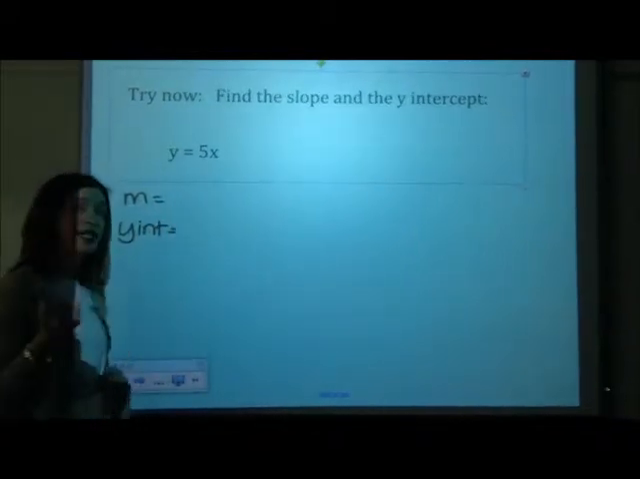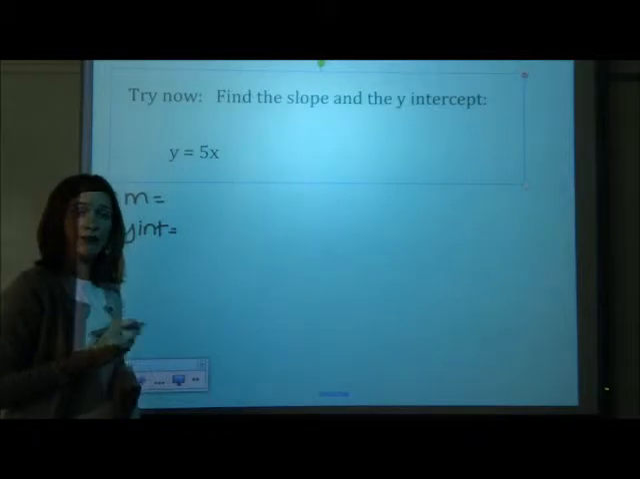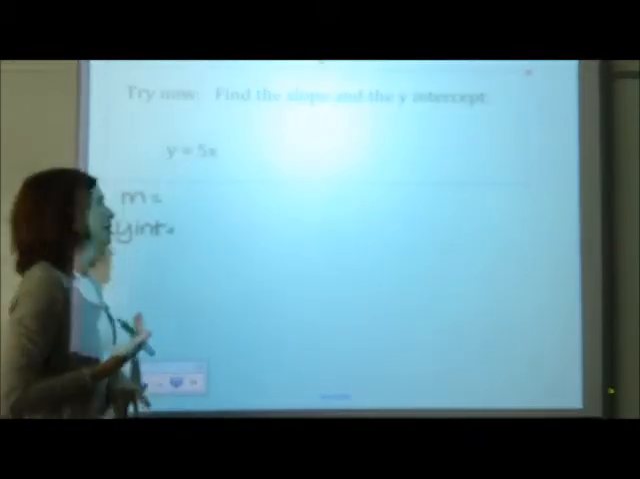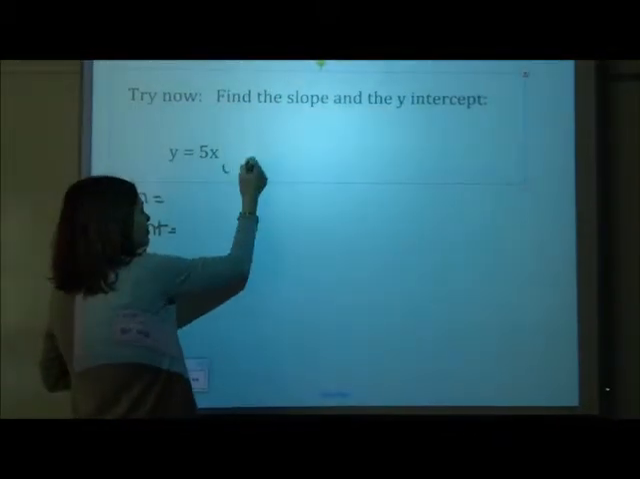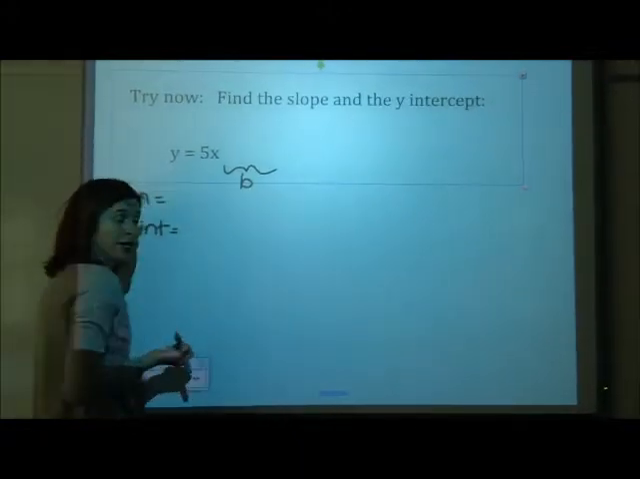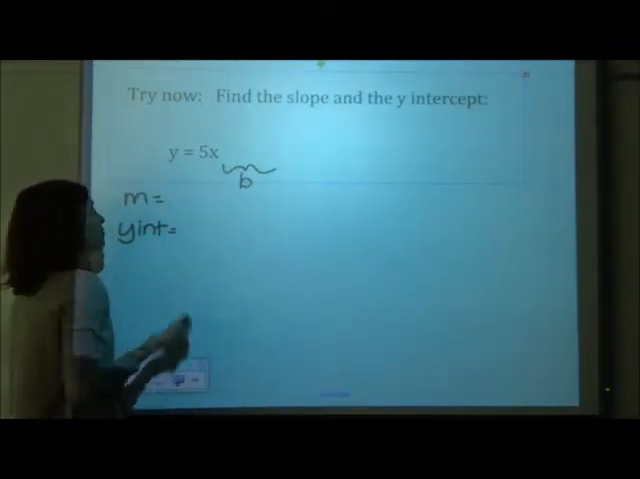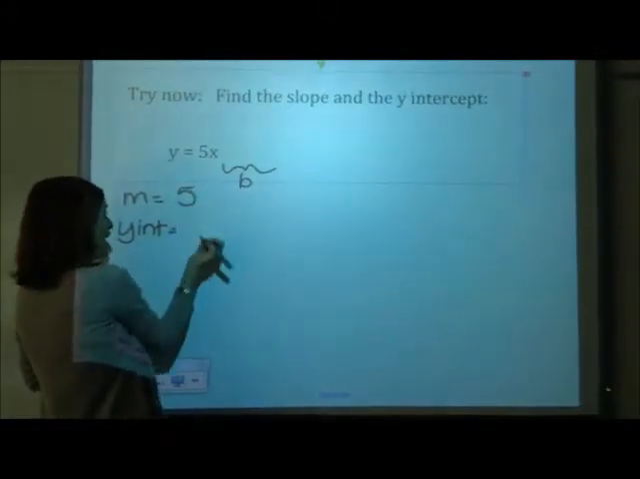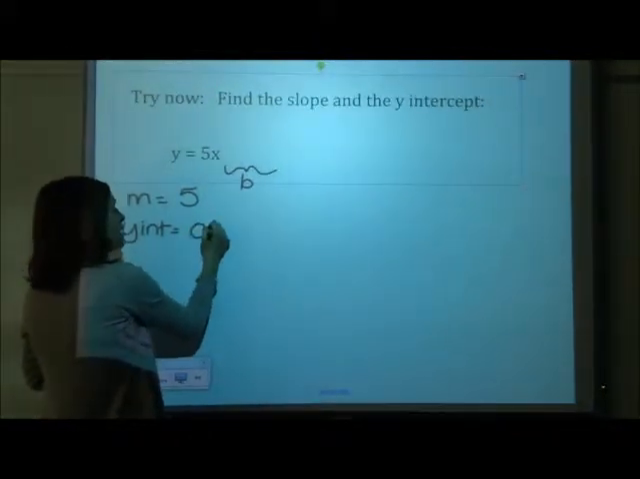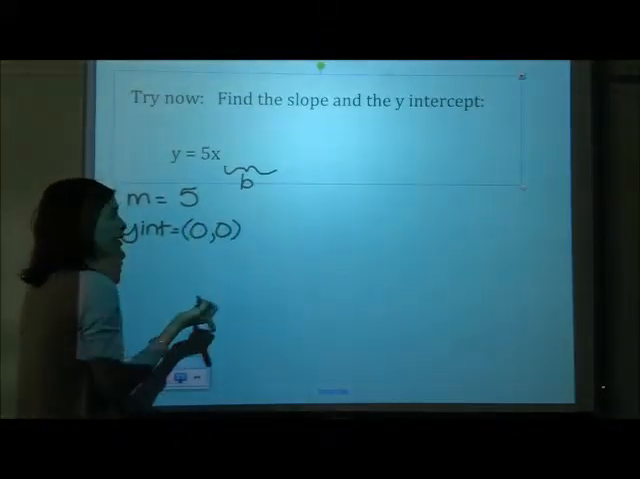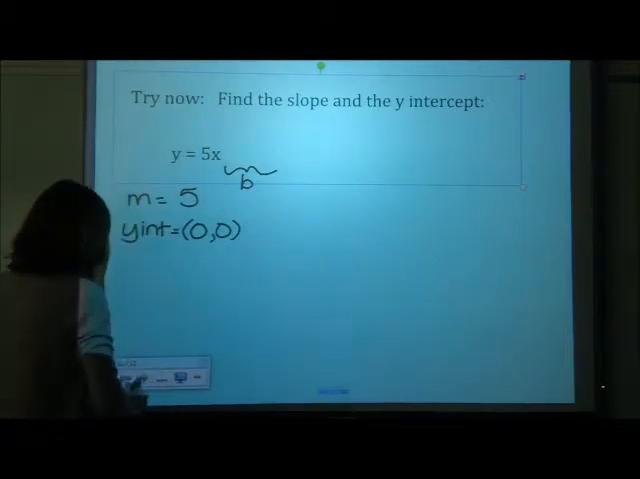Okay, this one's interesting. Is it in the form y equals mx plus b? It is, but what's missing? The b is missing. When the b is missing, it just means that it's 0. So my slope is 5, and my y-intercept then would be (0, 0). So just be careful, don't get caught up by it if it's not there for you.